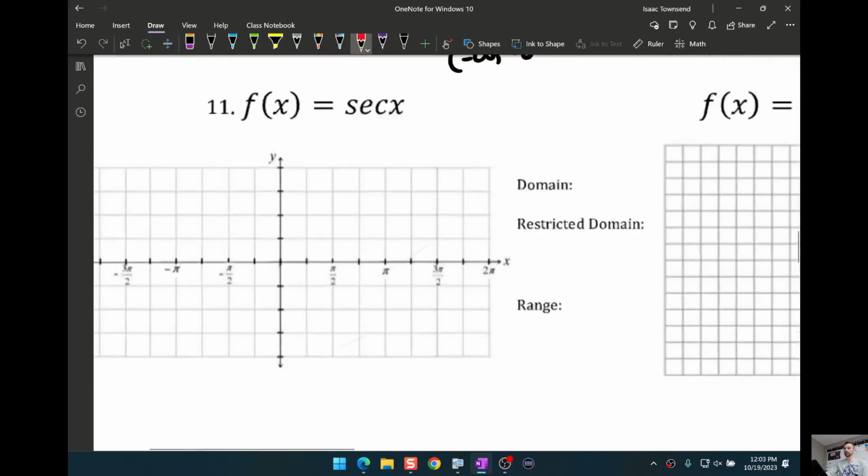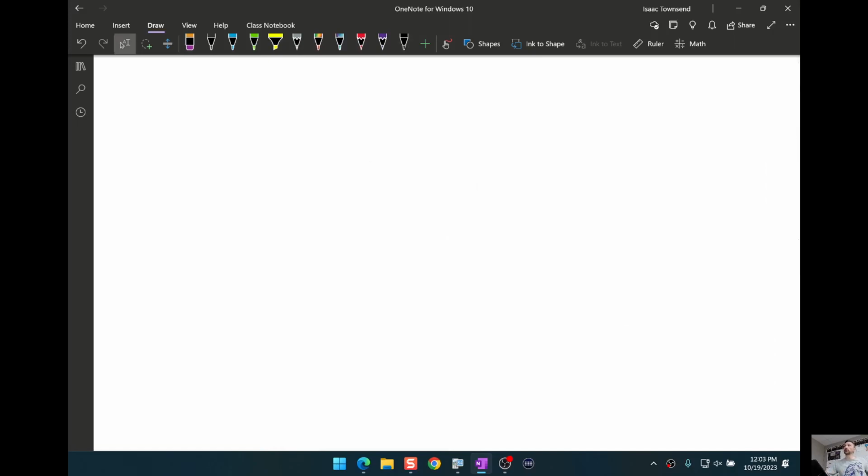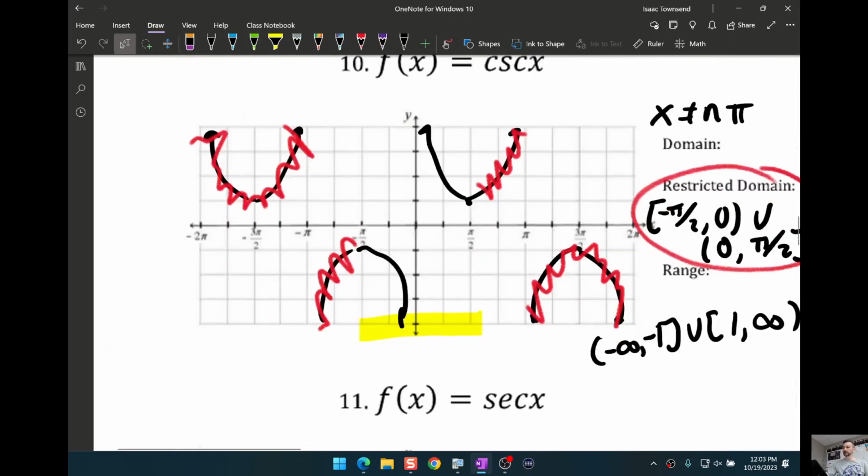Okay, next to last one. So we know what secant looks like. We're going to restrict the domain to make it 1-to-1, and then that's going to tell us some new information about inverse secant.